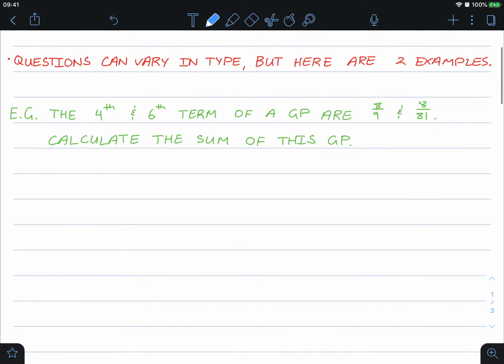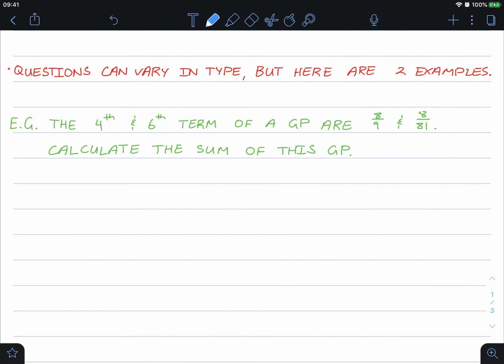And here we go. Now, this is already going to be a geometric series because look at the fourth and sixth term. We want to calculate the sum of this GP. Notice how this geometric progression just says the sum of this progression. It doesn't tell you to get to the nth term, so it doesn't tell you to sum to the fourth, fifth, or sixth term. It just tells you find the sum.